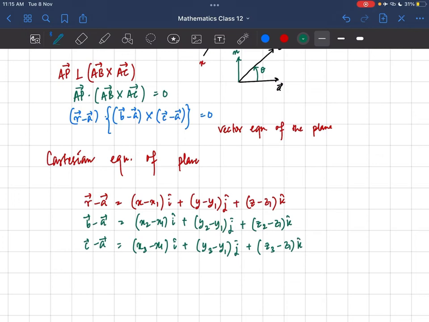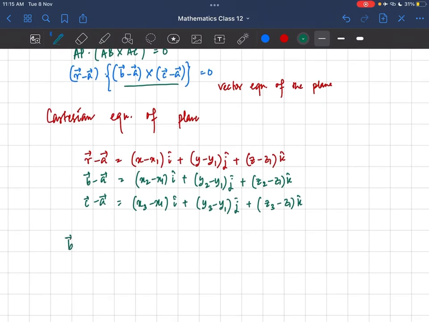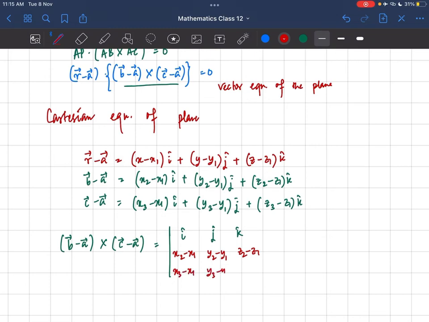Now since we are doing a cross product, and we know that whenever we do the cross product of two vectors, it can be represented with the help of determinants. So the cross product of B minus A and C minus A can be given like this. It will be i, j, k. Since we have the B minus A vector first, in the second row we're going to write x2 minus x1, y2 minus y1, z2 minus z1, and here it will be x3 minus x1, y3 minus y1, and z3 minus z1. So this is what we get.